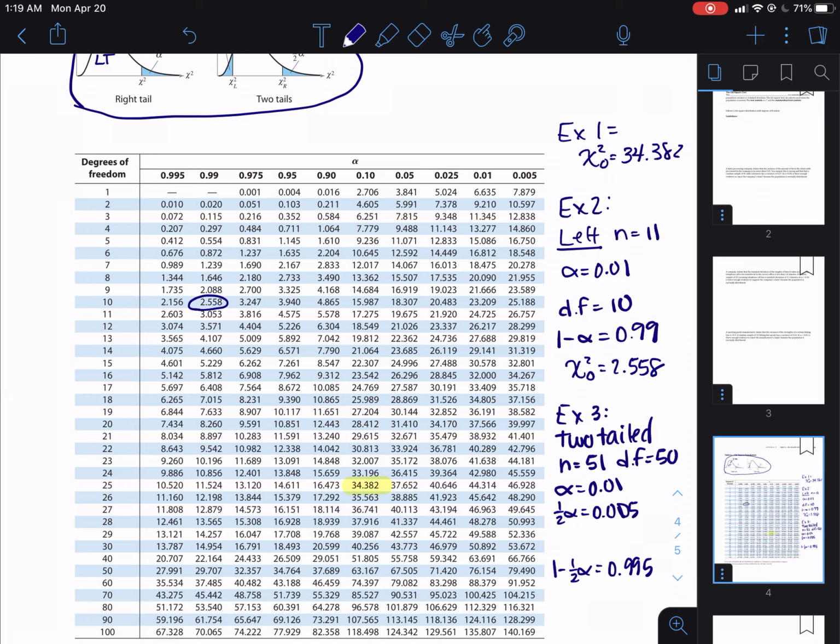So going through and looking, degrees of freedom of 50 is down here at the bottom. And if we look at 0.005, we get 79.490.